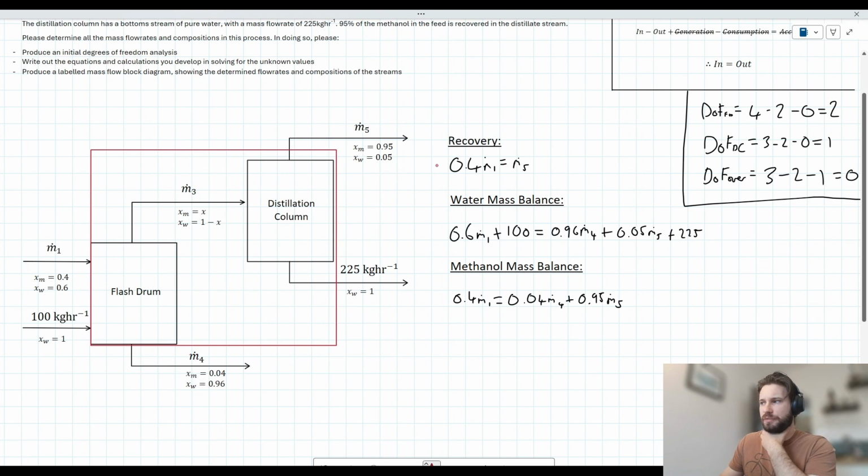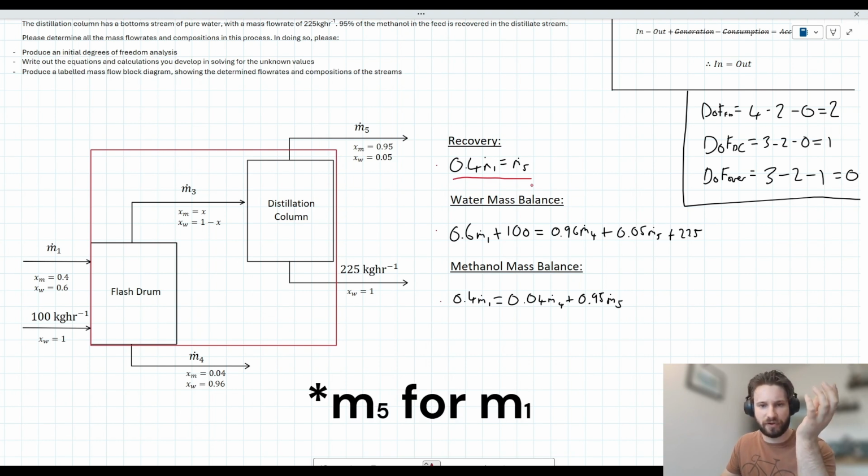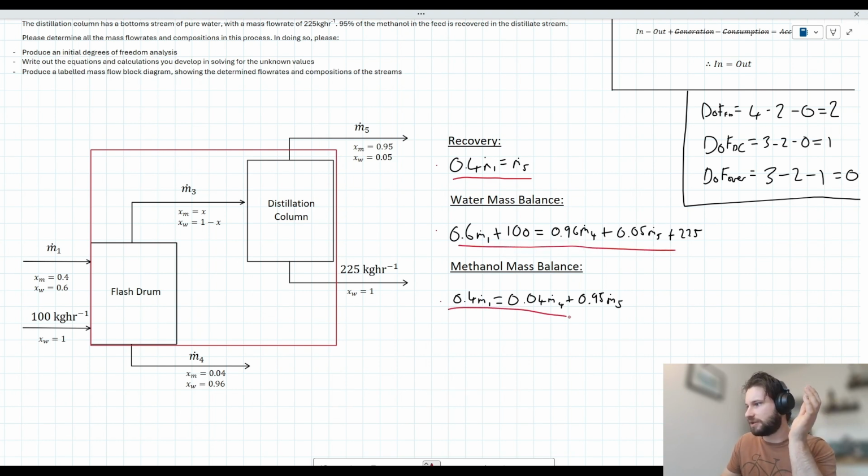So it's almost like we've got 3 simultaneous equations here, to use the mathematical language, with 3 unknowns, M1, M4, and M5. My personal view on solving this problem would be to make use of this recovery equation to substitute M1 for M5 in both of these equations. We note that 0.4 M1 equals M5. We could directly put M5 on our left-hand side here, and we could put 1.5 M5 on our left-hand side for our water balance. So let's go ahead and do that.